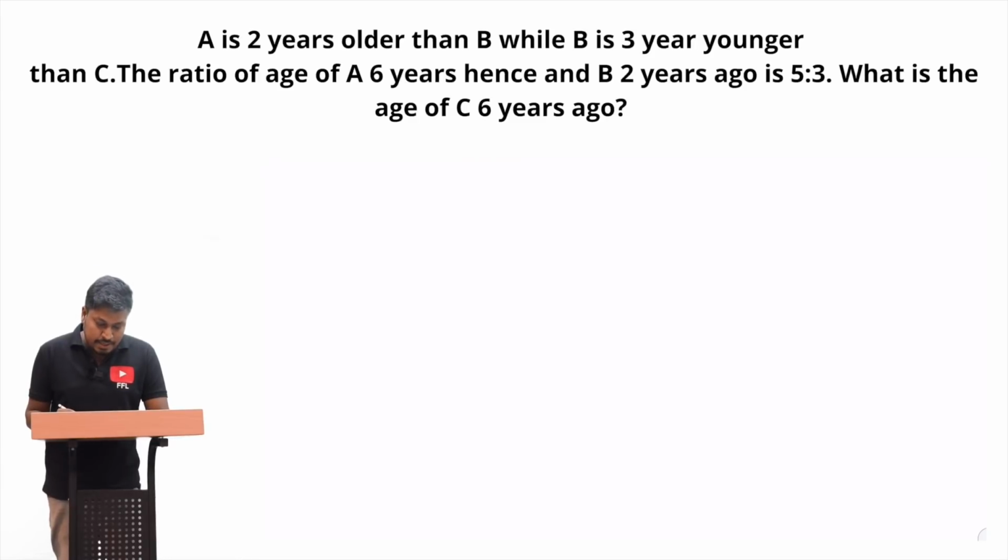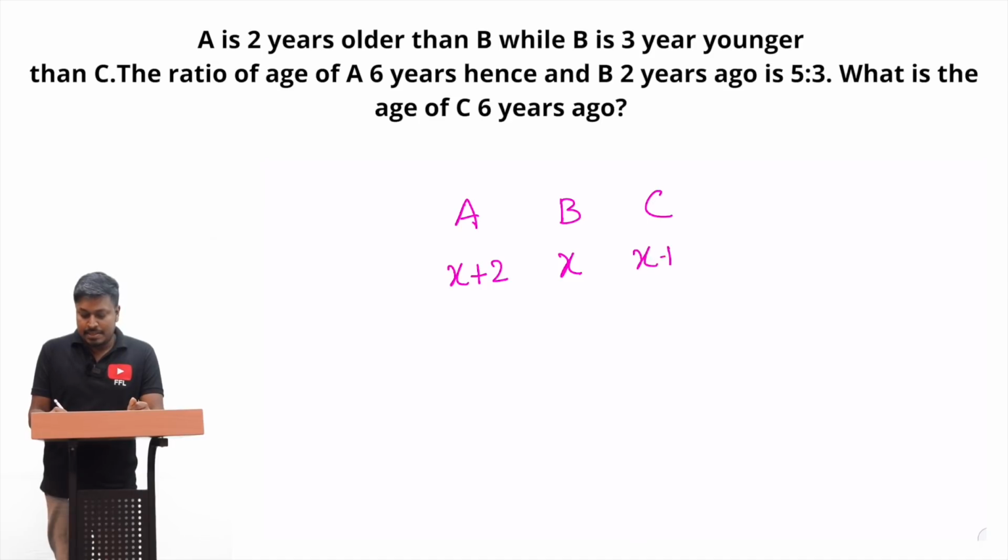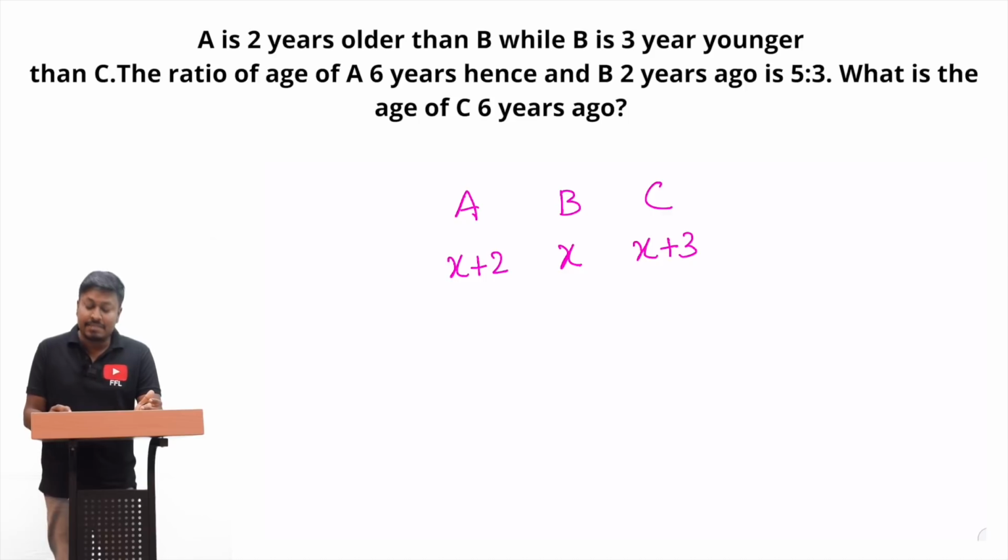So next question. A is 2 years older than B and B is 3 years younger than C. This question is based on problems on ages. By reading just 3 lines, we can see there are 3 persons, A, B, C. A is 2 years older than B. By comparing with B, let me keep the age of B as x. A is 2 years older, so x plus 2, and B is 3 years younger than C, so we can keep C as x plus 3. Understood or not? So A will be x plus 2, B will be x and C will be x plus 3.